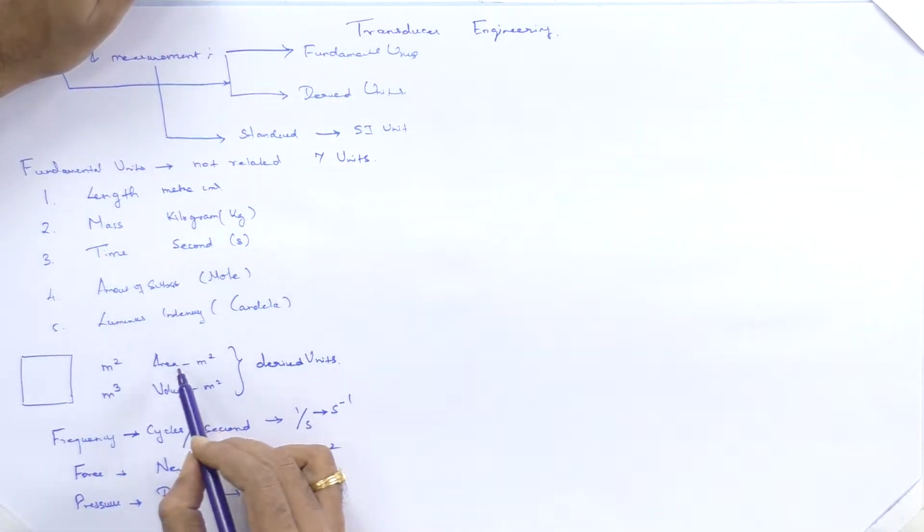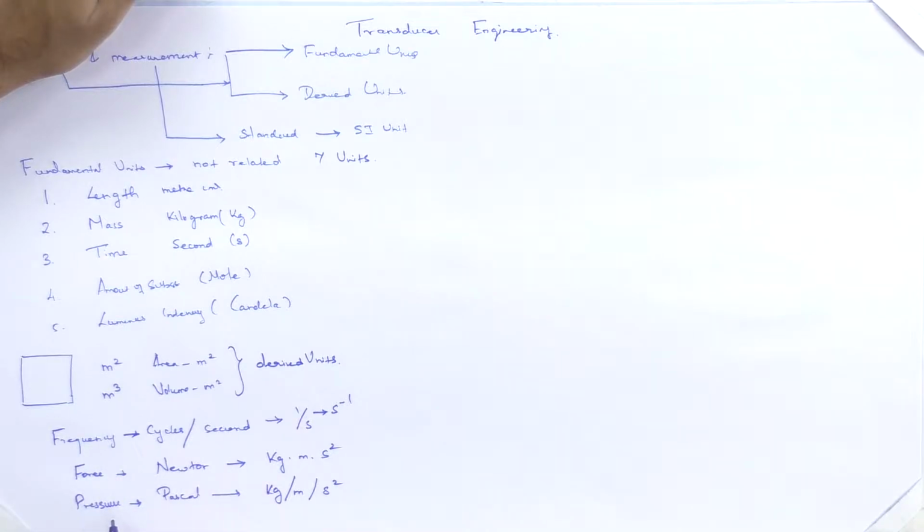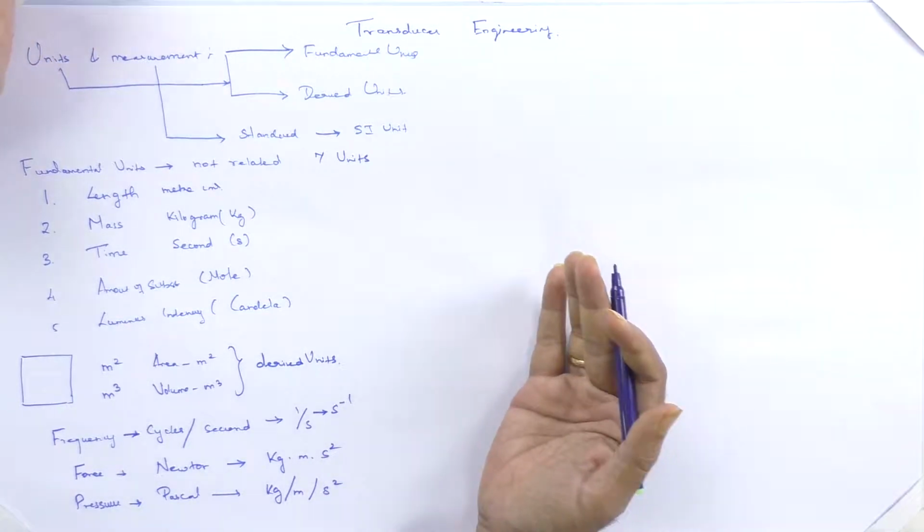Here what we saw, the area, volume, frequency, force and pressure, which are normally represented as meter square, meter cube, cycles per second as s to the power of -1, and Newton and Pascal. But we can represent this Newton and Pascal in the normal fundamental units like kilogram multiplied by meter per second square, and for Pascal the inverse. So now we have an understanding of the fundamental units and the derived units. This is the basic building block of any kind of measurement and instrumentation subject.